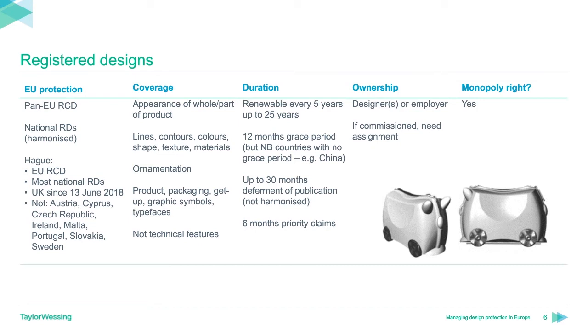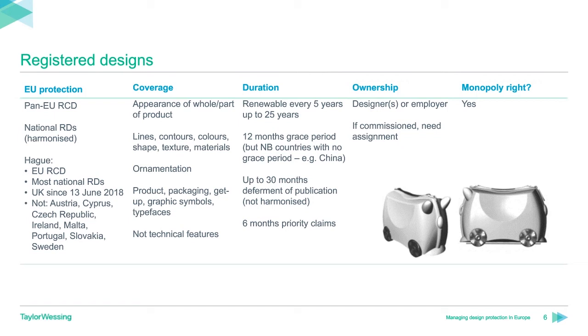Another thing to mention is the Hague Agreement, which allows you to file a single application designating various territories at WIPO rather than through the individual national offices. And it currently covers not only an EU RCD, but also most national registered designs. The UK joined recently on the 13th of June, and I've listed on the slide those EU countries which aren't currently covered nationally. It allows you to submit a single set of images.